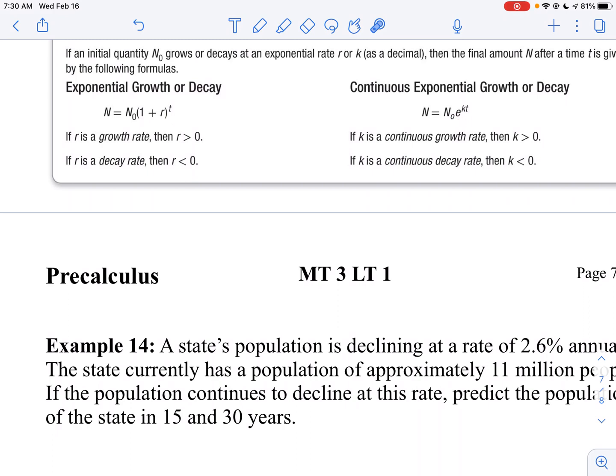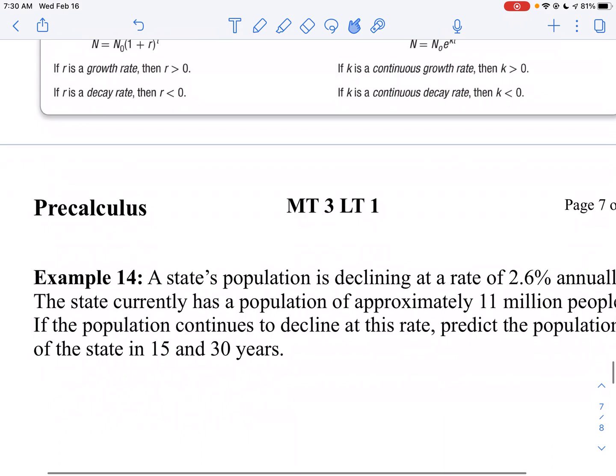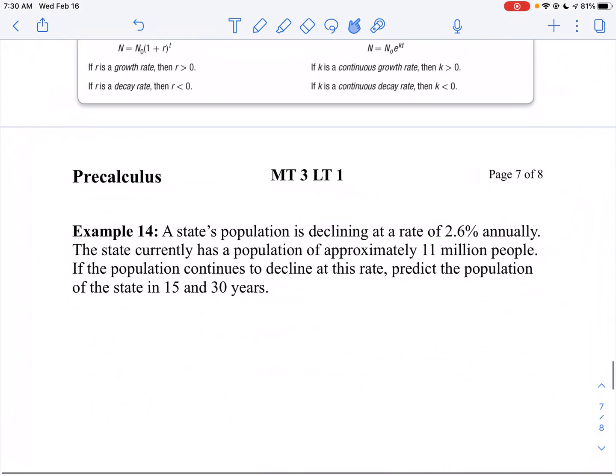So we take a look at example 14. What you have to do is identify, first off, is it continuous growth or is it just exponential growth? A state's population is declining at a rate of 2.6% annually. Annually tells me that's not continuous then, is it? The state's current population is approximately 11 million people, and the population continues to decline at this rate. Predict the population of the state in 15 and 30 years.